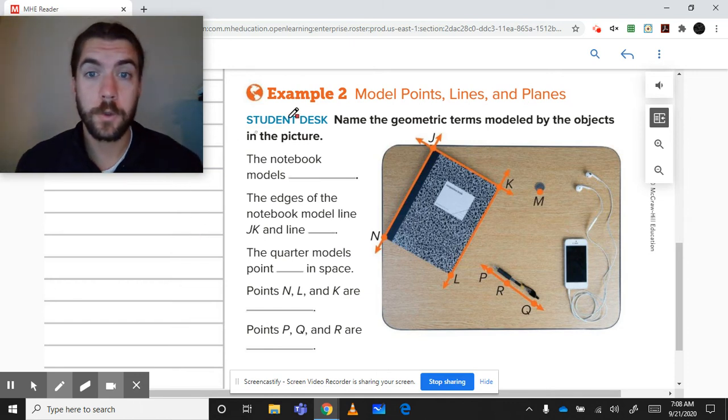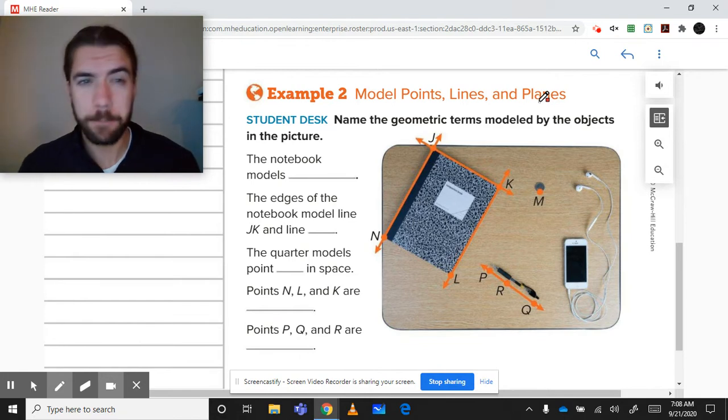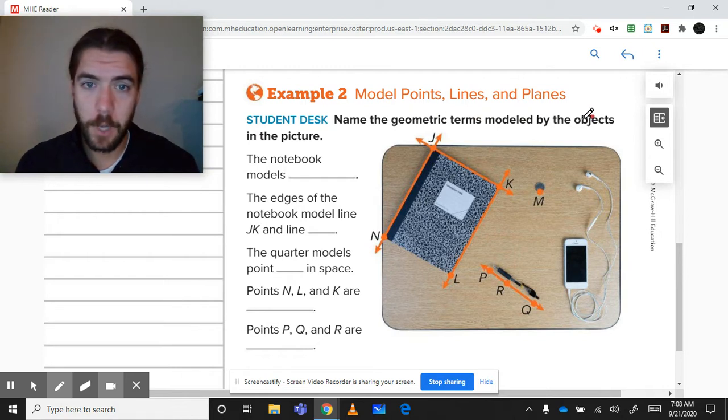Okay, so in example 2, we want to model points, lines, and planes. That basically just means we want to find examples of them, find objects that fit those descriptions. So we're going to name the geometric terms modeled by the objects in this picture.